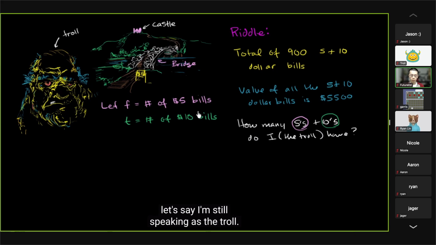I'm still speaking as a troll. I'm a very sympathetic troll, and I'm going to give you hints. Given this information, setting these variables in this way, can I represent the clues in the riddle mathematically? So let's focus on the first clue. Can I represent this clue mathematically, that I have a total of 900 $5 and $10 bills?